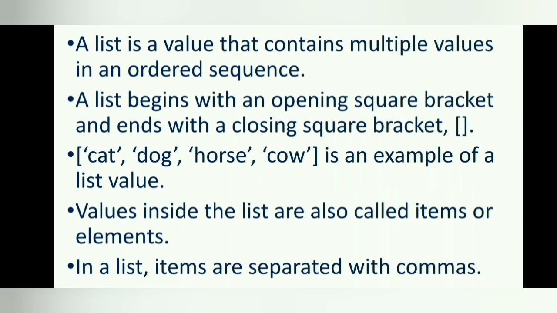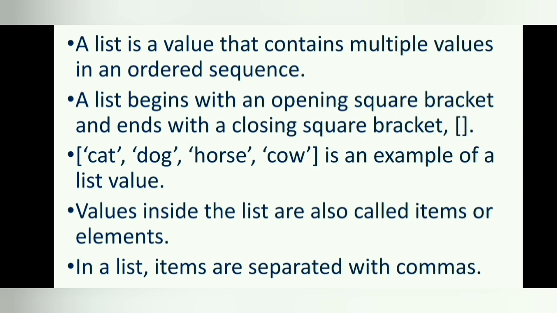What is a list in Python? A list is a value that contains multiple values in an ordered sequence. An ordered sequence means a set of values where each value is identified by an integer index. A list begins with an opening square bracket and ends with a closing square bracket.